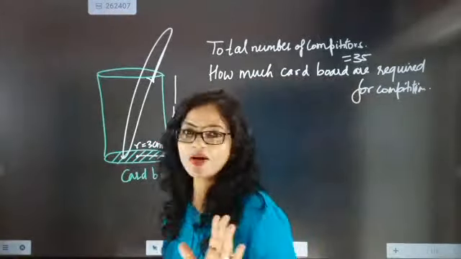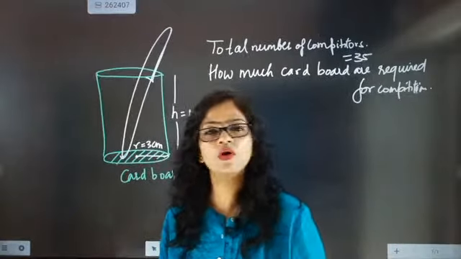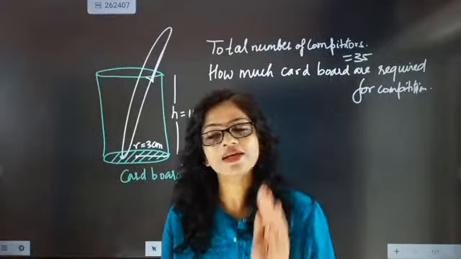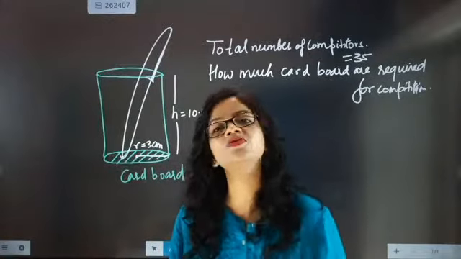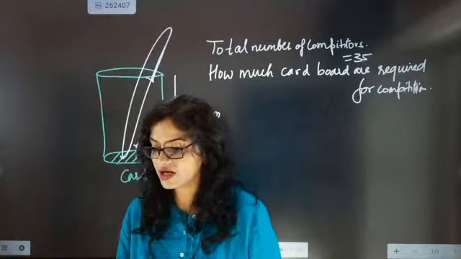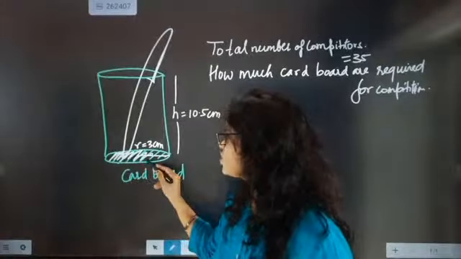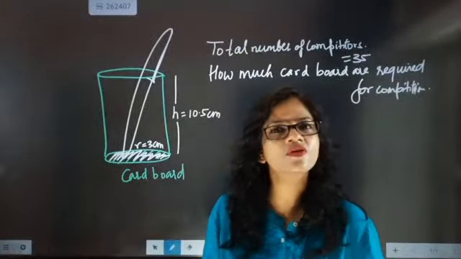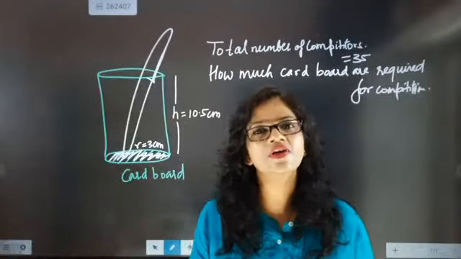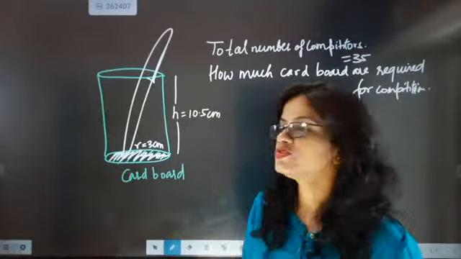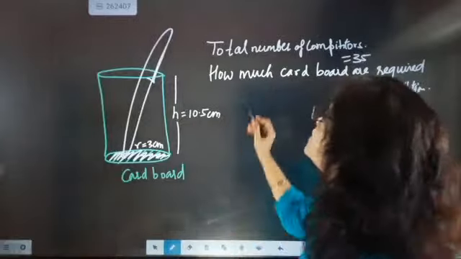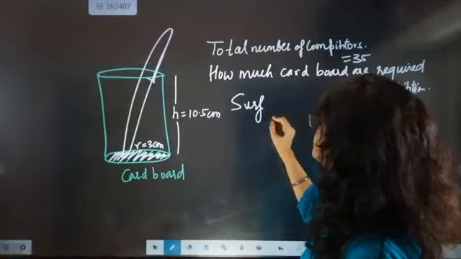So you have to understand one thing. If you are making a pen holder and the shape of the pen holder is in the shape of a cylinder, and in that cylinder, one more thing is there: the base has to be covered, then only the pen will hold, otherwise the pen will fall down. So that means what will be the surface area?